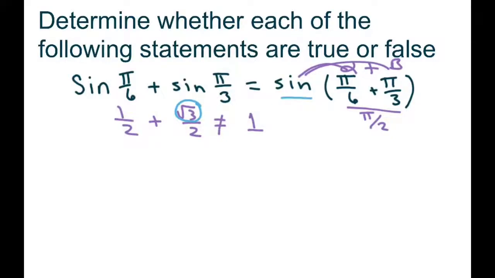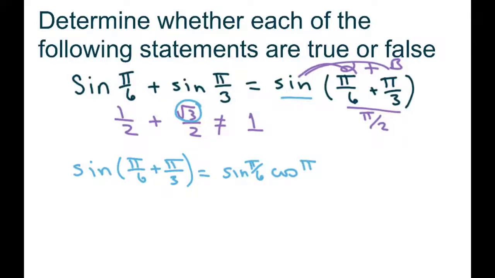So let's look at this again. Remember your sum and difference formulas. So pi over 6 plus pi over 3. Remember that that would be sine of pi over 6 times cosine of pi over 3 plus cosine of pi over 6 and sine of pi over 3.